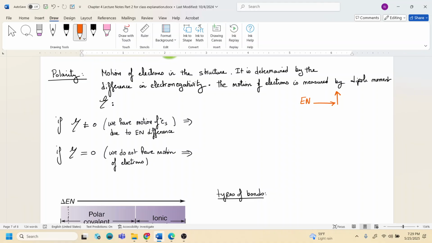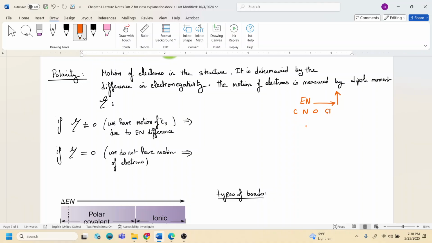So if I am looking at chlorine versus oxygen versus nitrogen versus carbon, all of these belong to the second period. Carbon is going to be the least electronegative in there. Chlorine is the most electronegative. Electronegative means the ability of the atom to pull electrons. So chlorine has an ability to pull electrons towards itself.